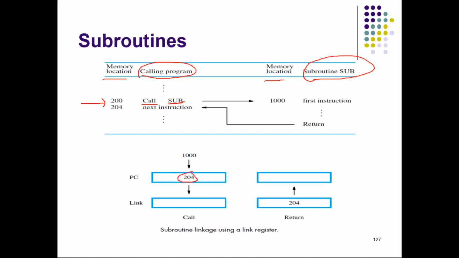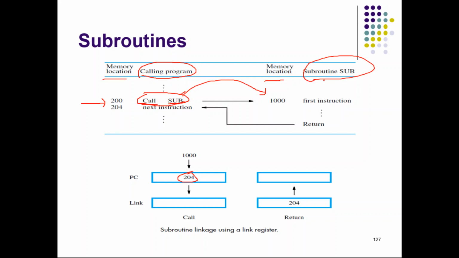PC will always contain the address of the next instruction. So when the current instruction is executing, it will have the next instruction's address. What is that? 204. PC currently has 204. But this instruction is a call instruction, which means it is going to alter the flow of the program. After 200, 204 is not going to execute. Rather, control is going to move to the address 1000, which is the starting address of the subroutine.